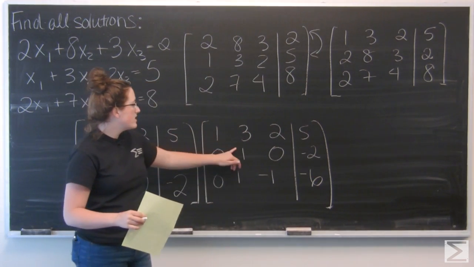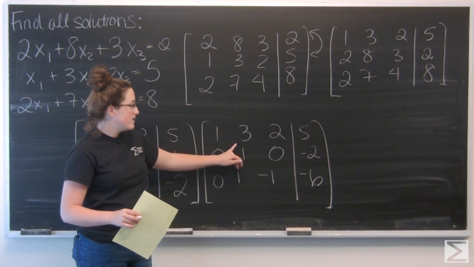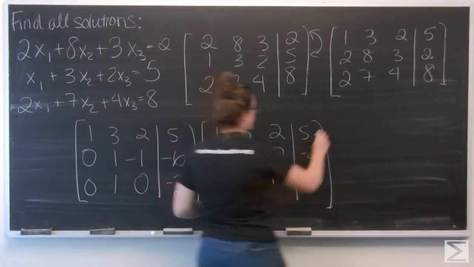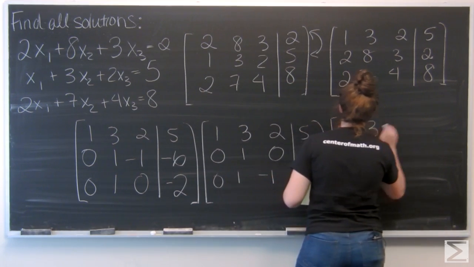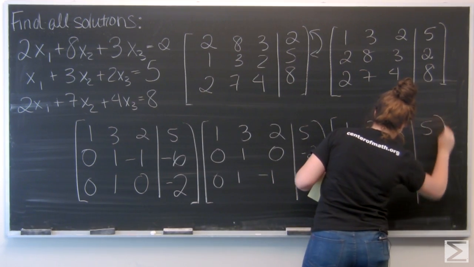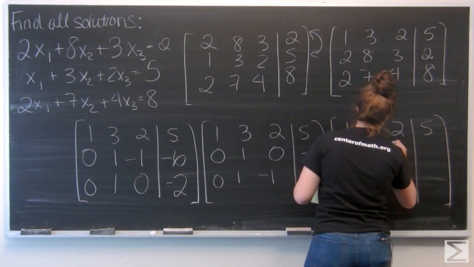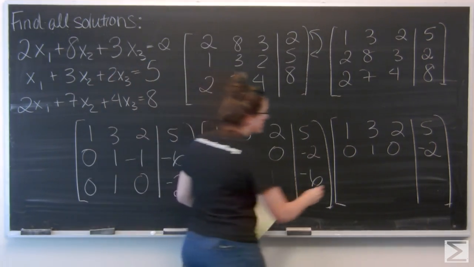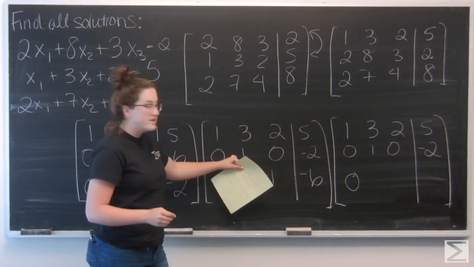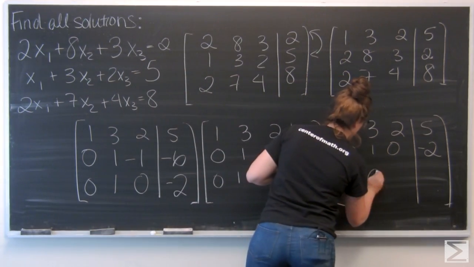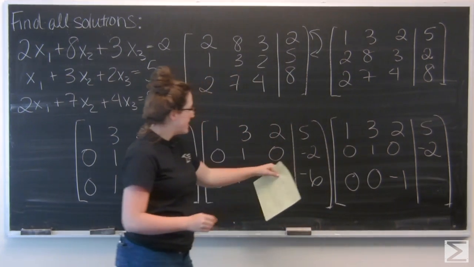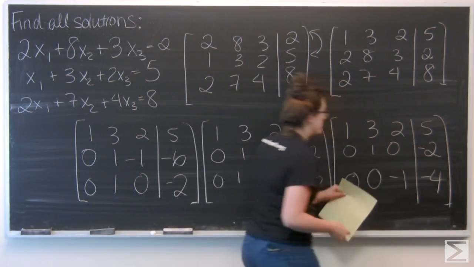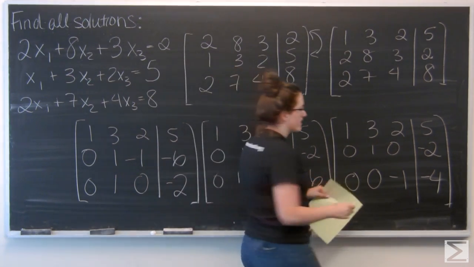And I have 2 leading ones. I just want to clear below this one to find my third. So I'm going to subtract R2 from R3. So obviously I'm going to keep a 0 in the first component. Then I have 1 minus 1 is going to give me 0. Negative 1 minus 0 is negative 1. 6 plus 2 gives me negative 4. And then I'm just going to go ahead and multiply the bottom row by negative 1.